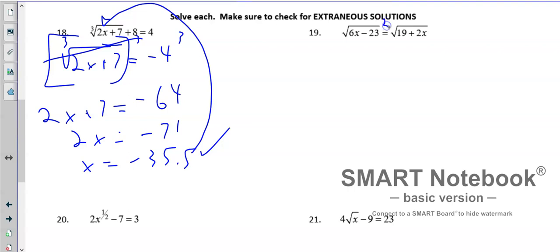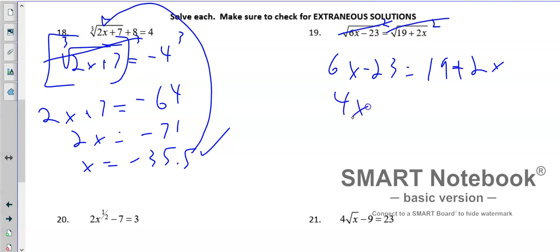This one's really easy. They're both square roots, so all we simply do is square both sides. Radicals go away, and we're left with 6x minus 23 equal to 19 plus 2x. These are really the simplest problems. If they are both cube roots, we'd cube both sides and just get rid of the radicals. And now I'm going to subtract 2x and get 4x. I'm going to add 23 and get 42. And when I divide by 4, again I get a decimal, but that's okay. 10.5. Now I'm going to plug 10.5 into both of them and do the math. Okay? And I will find out that it works out and I get a true statement.